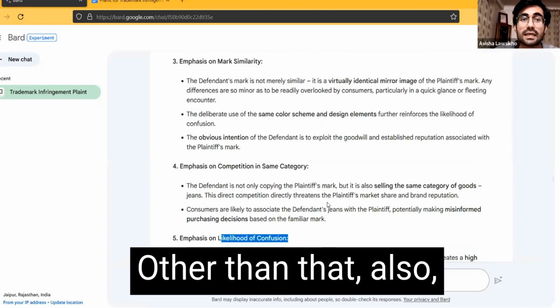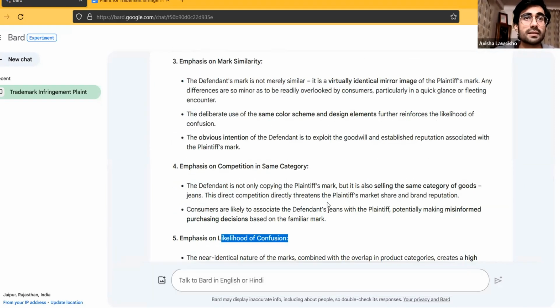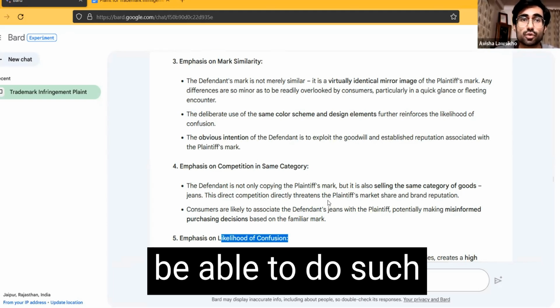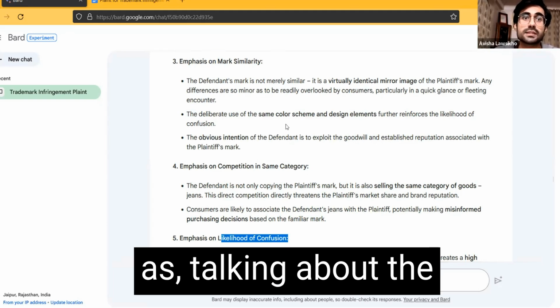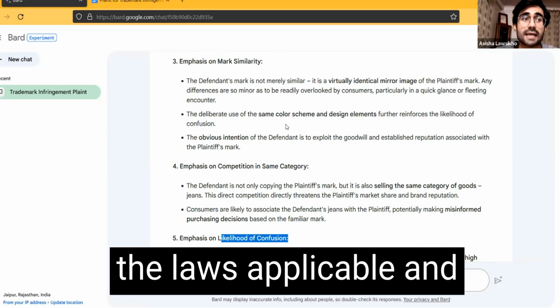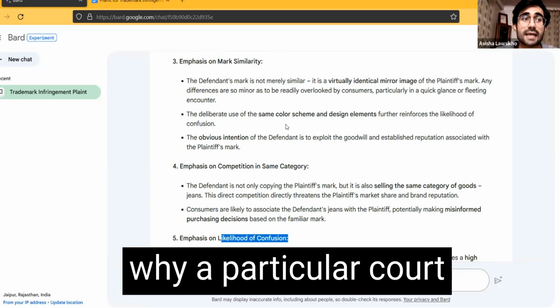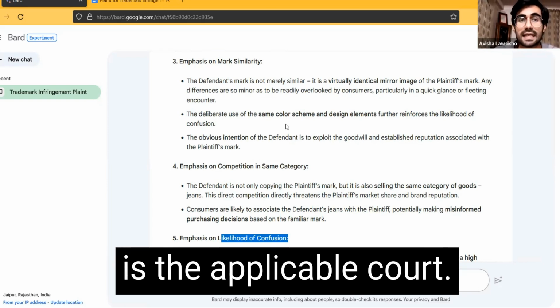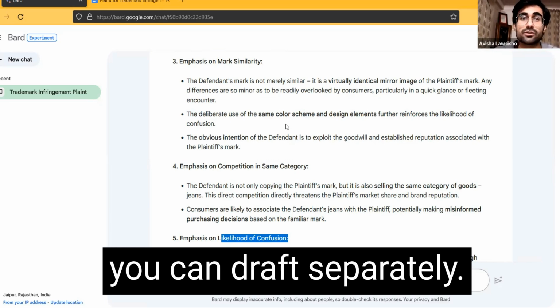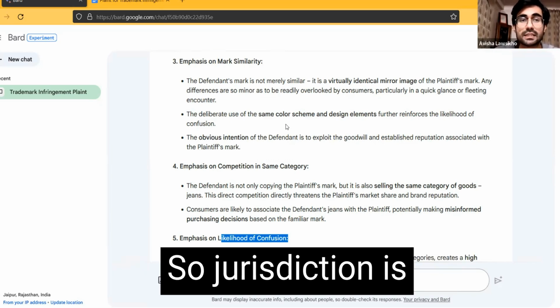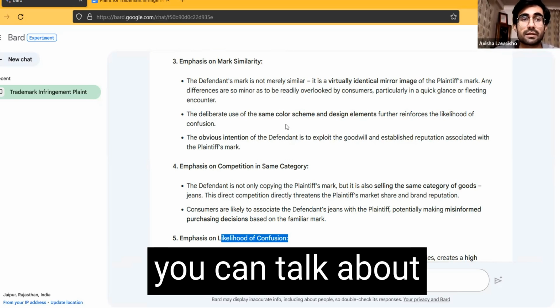Other than that, also, there are certain things that Bard may not be able to do, such as talking about the jurisdiction. What are the laws applicable and why a particular court is the applicable court? That is something that you can draft separately. So, jurisdiction is something that you can talk about.